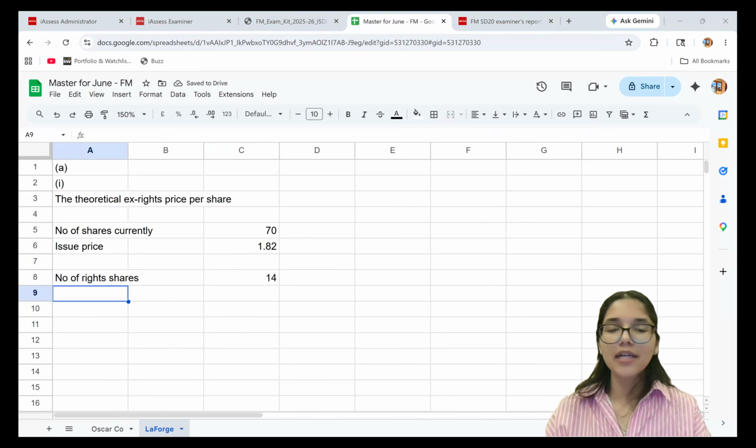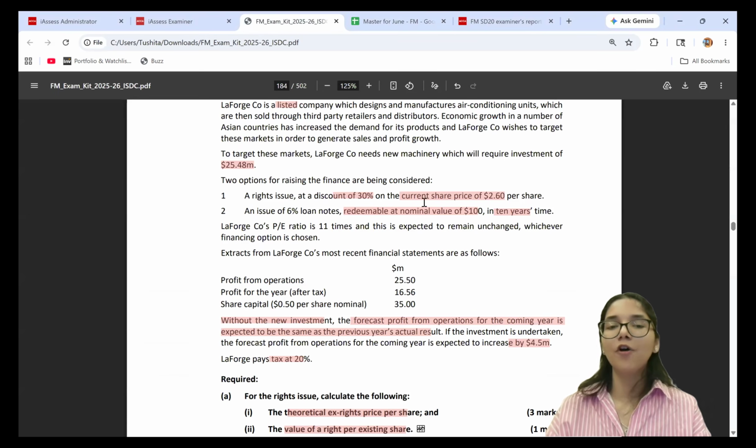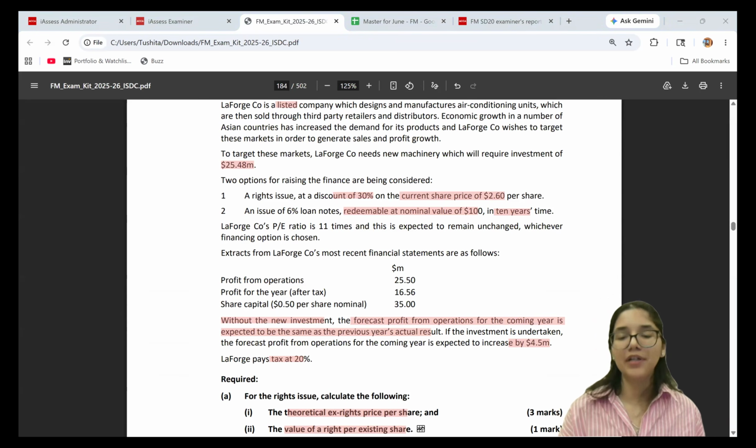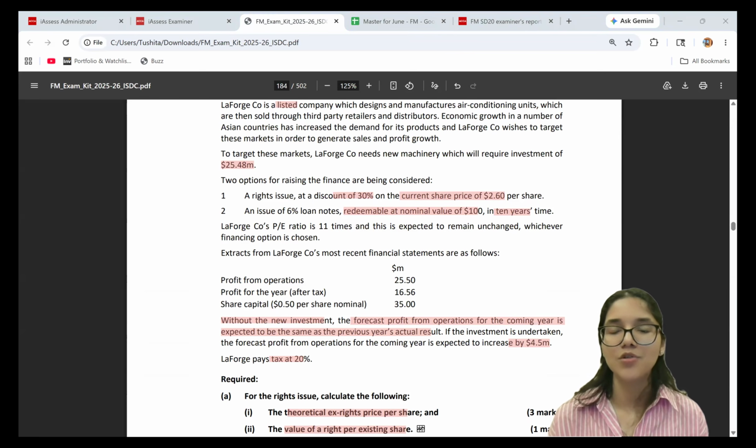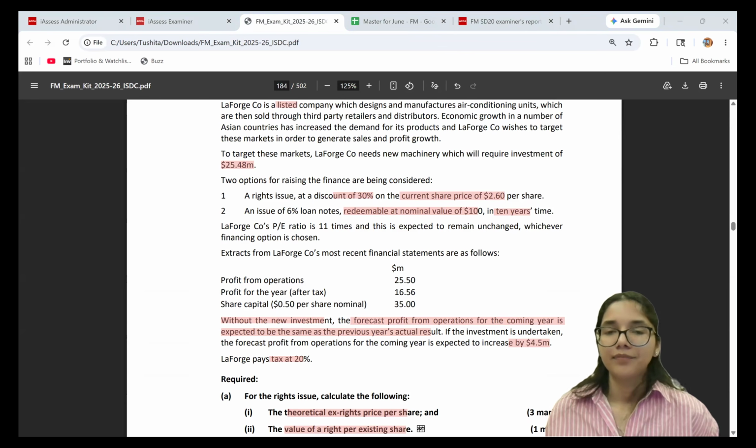Twinkle, it's mentioned in the question itself that for the new investment that they are doing, they want to have this much amount of money. 25.48 is their total investment. So if the company is going ahead with the rights issue, they will be raising this much amount of money from the rights issue. Anything else, guys? Do you all follow till here? So far, so good, everybody?